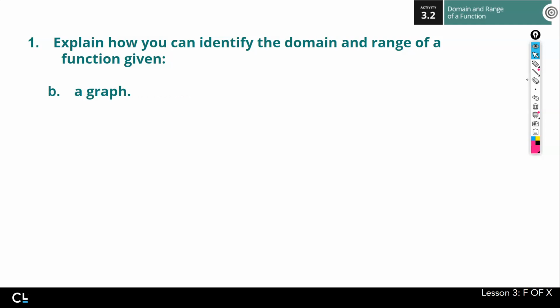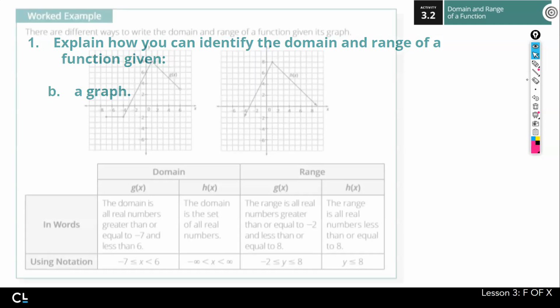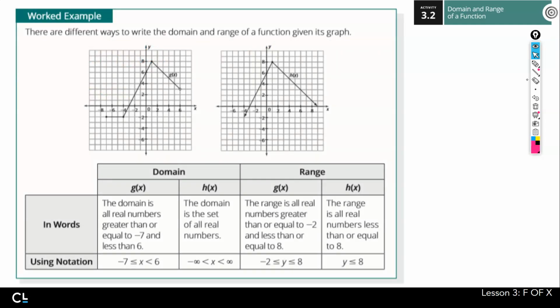For a graph, to identify the domain, it is the set of x values represented by the graph. The range is the set of y values represented by the graph. Here you have a diagram of two graphs given the domain and the range of each graph. They've put it into words and also notation. Take a minute to study this. Remember that your domain are your x values, your range are your y values.